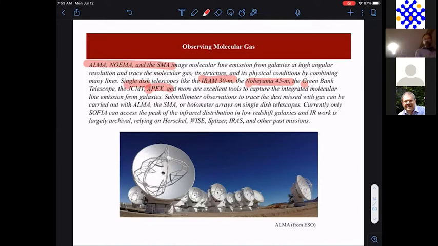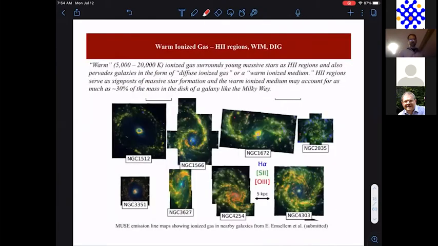So if you wanted to instead trace the molecular gas using dust, submillimeter observations are currently possible with ALMA, the Submillimeter Array, or bolometer arrays on an overlapping set of single dish telescopes. Unfortunately, right now, our only access to the peak of the dust infrared spectral energy distribution is coming from SOFIA, but there is amazing archival data thanks to really fantastic missions like Herschel, WISE, Spitzer, IRAS, and so on, and Planck. So that's an introduction to the dense cold phase, the molecular phase of the interstellar medium.